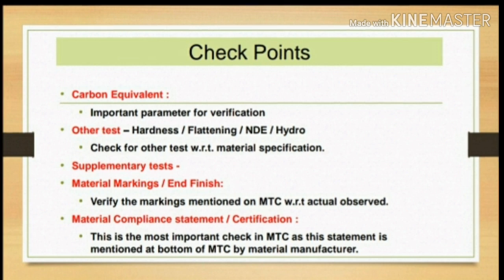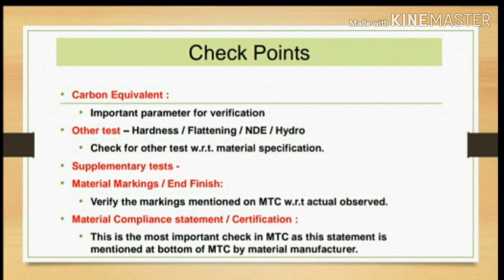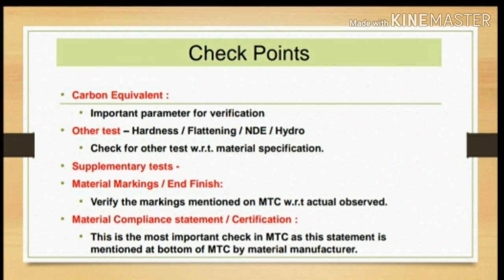The second last parameter is the material marking and the end finish. Material markings are given in the material specification: what type of markings are required on plates, pipes, flanges, fittings. So we have to follow whether they are actually marked by the material manufacturer or not. The QC engineer has to verify. He has to check the actual marking with respect to the MTC, and he has to comply with the material specification.